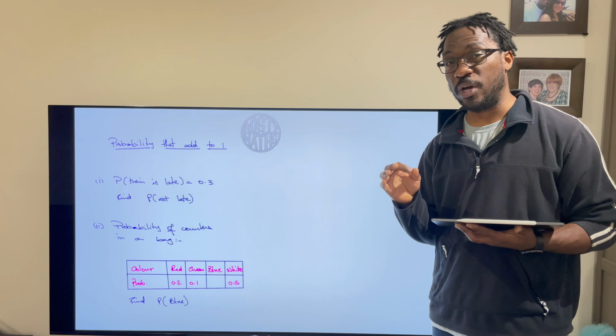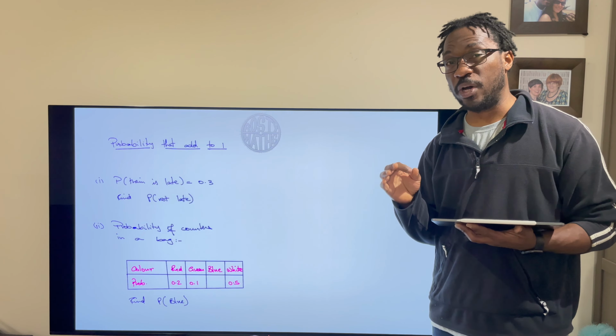So for example, in this particular case, I have got that the probability that a train is late is 0.3. So find the probability that it is not late. Well, that's a mutually exclusive event, and that mutually exclusive means that these two things cannot happen at the same time. So it's either late or it's not late. There's no way that it can be early and late at the same time. So it's mutually exclusive. So since probability adds up to 1 and the probability that it's late is 0.3, then the probability that it's not late is 1 take away 0.3, which is 0.7.